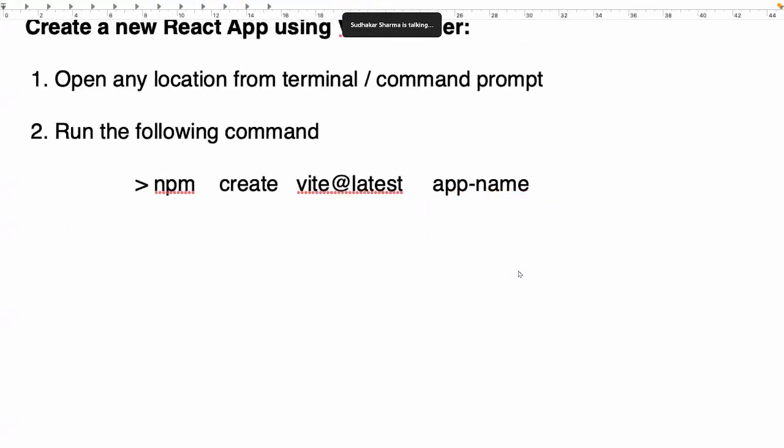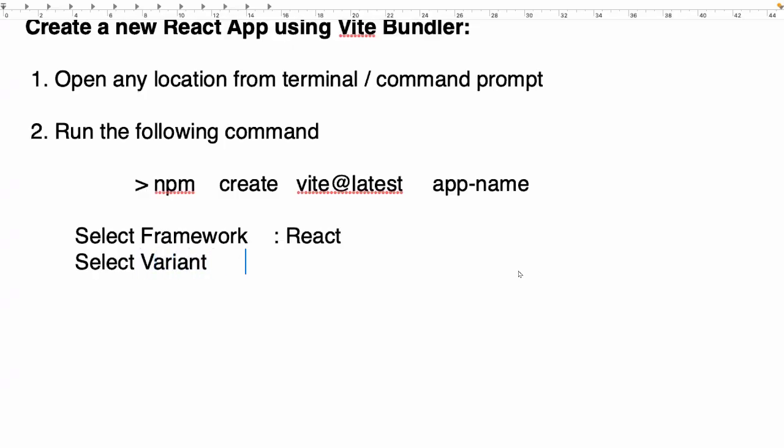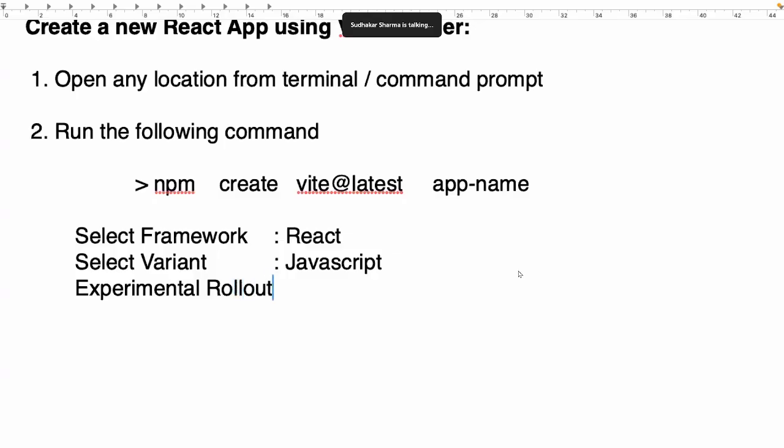So here you need to choose options. Select framework. So it says React. Select variant. So that is JavaScript. Experimental rolldown. So no. Install dependencies. So you need to set yes.